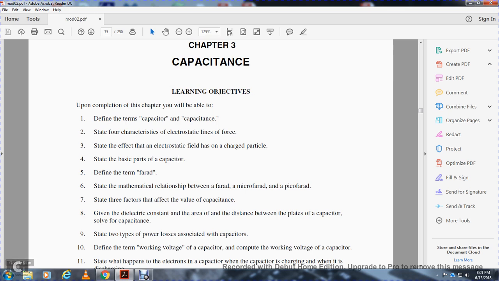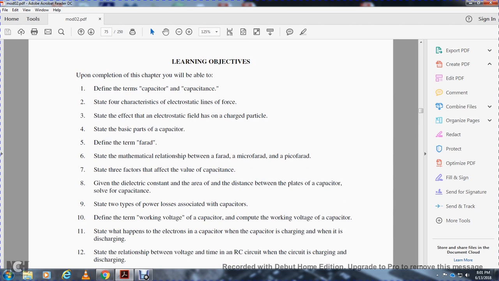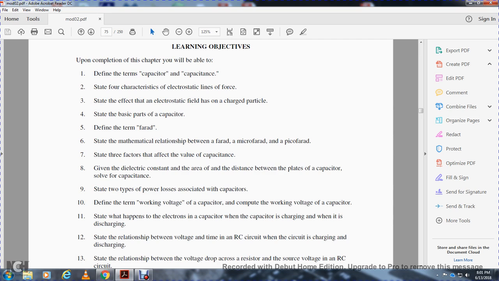solve the two types of power law that is associated with the capacitor, define the working voltage of a capacitor, compute the working voltage of the capacitor, state what happens when the capacitor is charging, when it has the charge, and discharging. State the relationship between the voltage and time and the resistance-capacitance circuit. The circuit is charging and discharging.